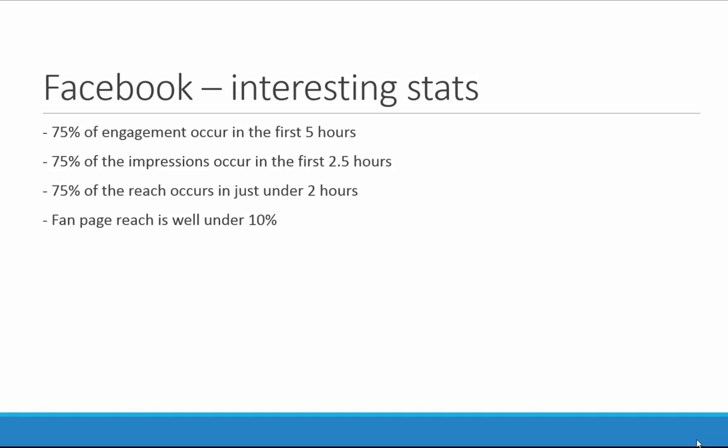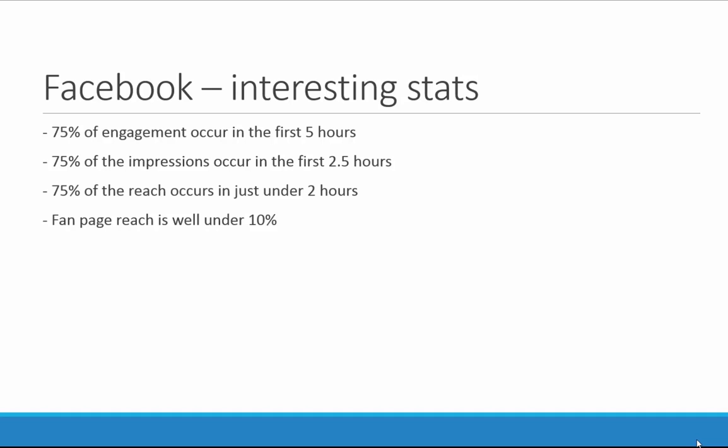75% of your post engagement occurs within the first 5 hours. So if people are liking, clicking, sharing, etc., that's going to happen pretty quickly, in 5 hours, right? By then, it's scrolled off and people just don't dig that deep. So as far as exposure to these posts, well, that happens in the first 2.5 hours. And if you want to maximize your reach, well, all of the reach occurs in the first 2 hours.